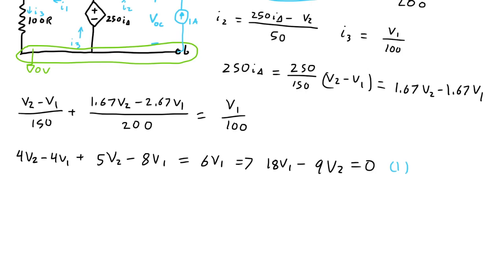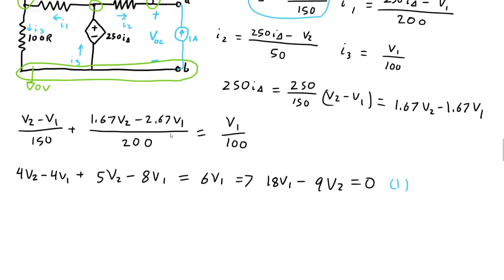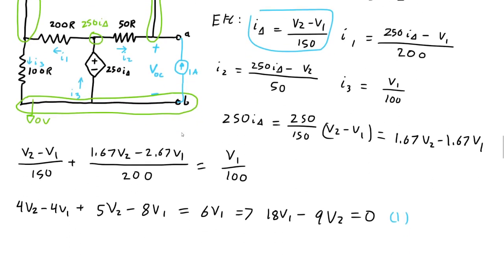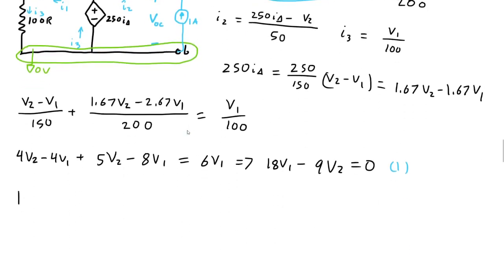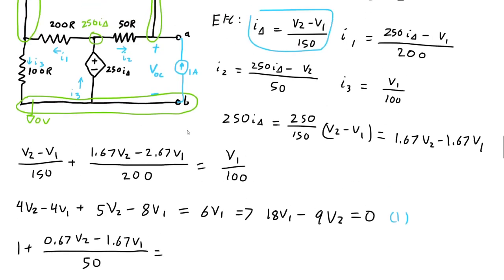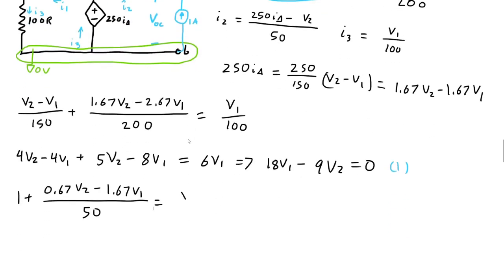Let's go ahead and find another equation so we can find the other unknown. We have another KCL, so 1 plus I2, which is 250 I delta, so 1.67 minus V2, so that's going to be 0.67 V2 minus 1.67 V1 divided by 50 equals I delta, so V2 minus V1 over 150.